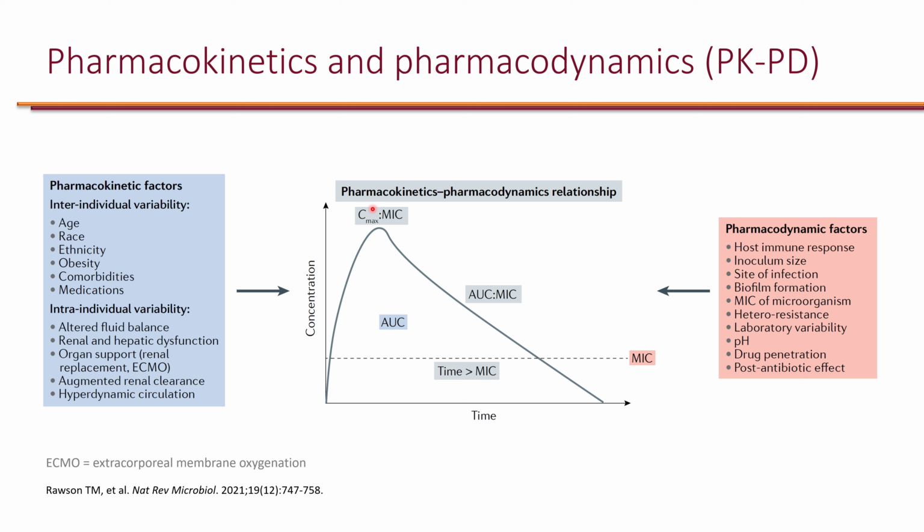The reason I am emphasizing this is that there is a lot of variability between patients. So there is inter-individual variability. You can think of age. There is a difference in pharmacokinetics between a young adult and an older adult. Sometimes race and ethnicity can make a difference. Obesity can affect pharmacokinetics, as can comorbidities and medications. And there is also intra-individual variability.